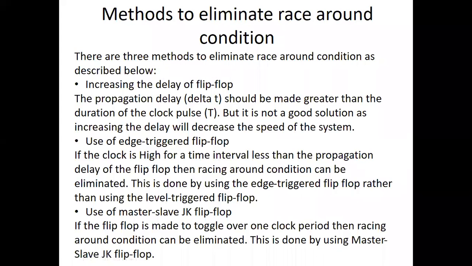Welcome everyone. In the previous session, we were seeing JK flip-flops and we discussed the methods to eliminate race around condition. Now we observe that when J is equal to 1, K is equal to 1, the flip-flop kept on toggling between 0 and 1 and that condition was known as race around condition. So the first option to eliminate race around condition is to increase the delay of the flip-flop.